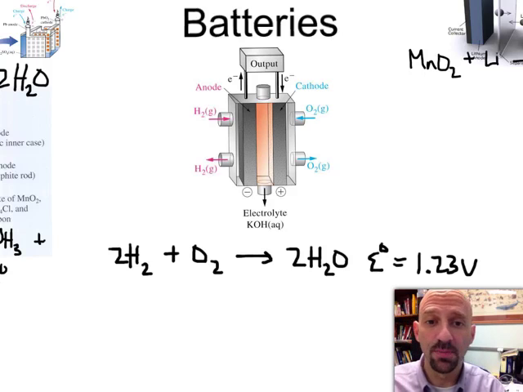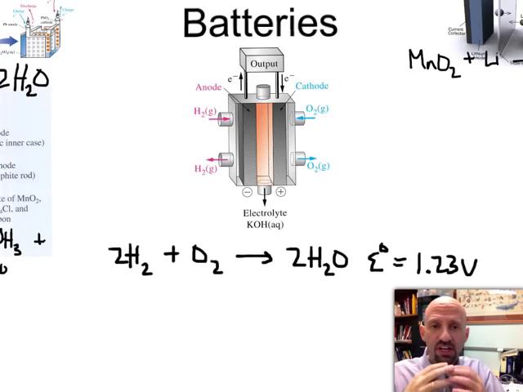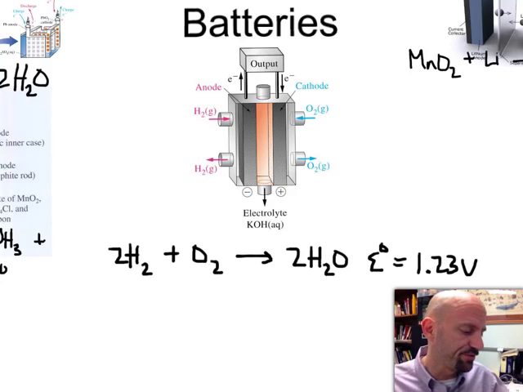Other than the environmental reasons, one of the really attractive things about fuel cell batteries is that one of your reagents is as inexpensive as it can get. It's oxygen gas. So you really just kind of open the battery up somehow to allow oxygen to filter through.